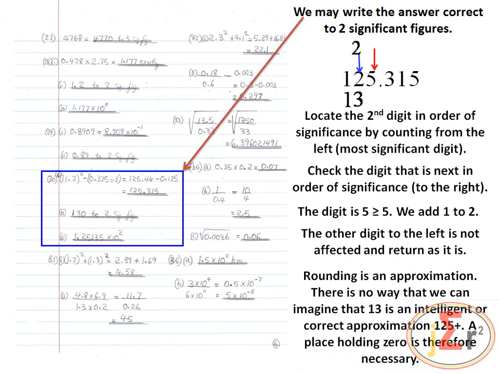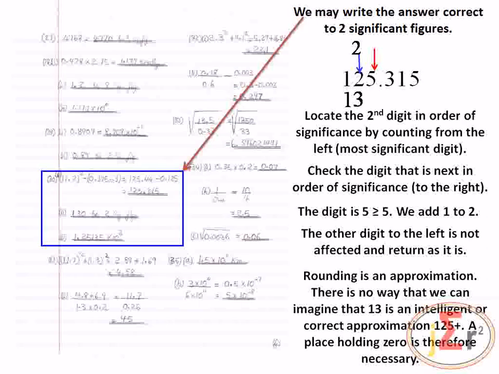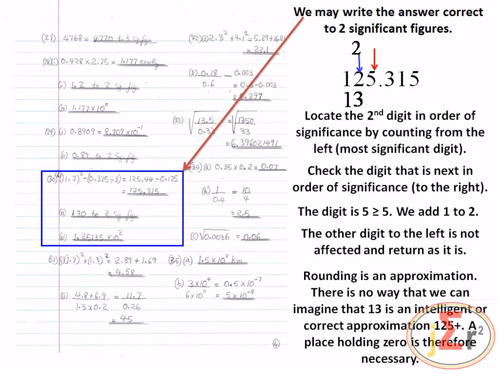Rounding is an approximation. There is no way that we can imagine that 13 is an intelligent or correct approximation of 125 or more, because we have an additional decimal fraction there. So the number is actually a bit greater than 125. We do not imagine that the answer should properly be approximated to 13. A place holding 0 is therefore necessary to bring our number back in the hundreds.